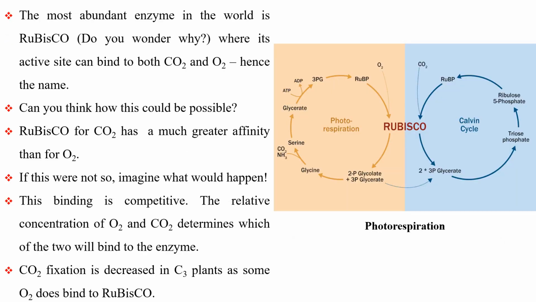The most abundant enzyme in the world is Rubisco, where its active site can bind to both carbon dioxide and oxygen, hence the name. Can you think how this could be possible? Rubisco has a much greater affinity for carbon dioxide than for oxygen. If this were not so, imagine what would happen. This binding is competitive. The relative concentration of oxygen and carbon dioxide determines which of the two will bind to the enzyme. Carbon dioxide fixation is decreased in C3 plants as some oxygen does bind to Rubisco.